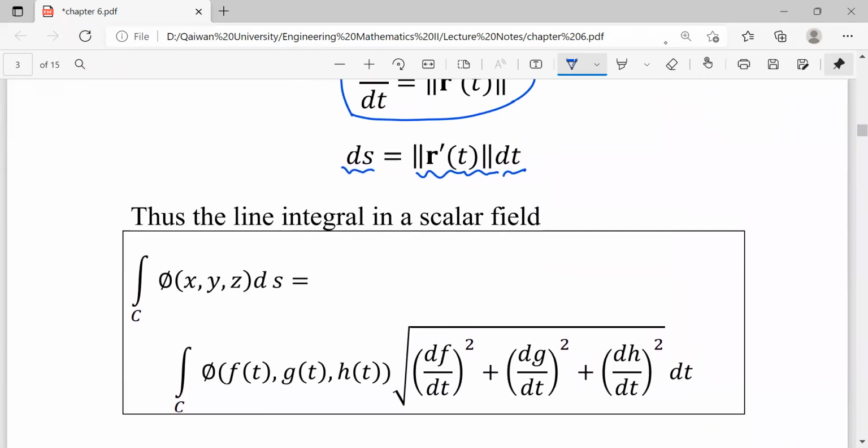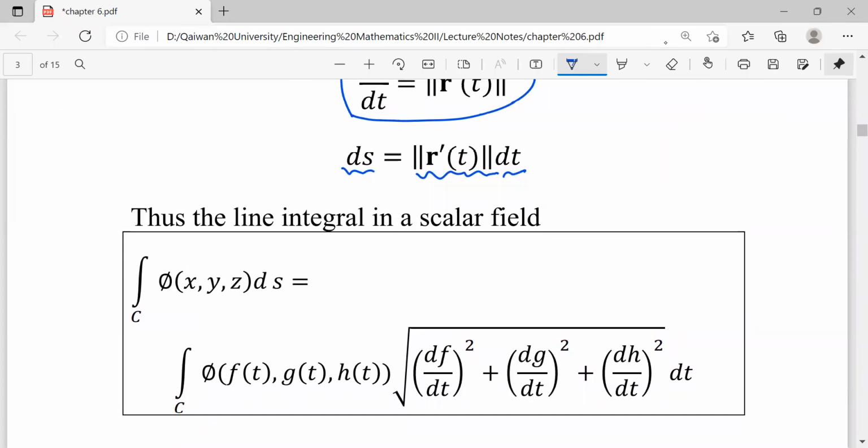So for the line integral in a scalar field, we find the integration of this scalar field over the curve C. This integration equals the integration of the function where we replace each x, y, and z by their functions of t. x is a function of t, y is a function of t, and z is a function of t. They are parameters. We say phi of f of t, g of t, and h of t times the square root of f prime squared plus g prime squared plus h prime squared, all dt. We find this integration over the curve C.